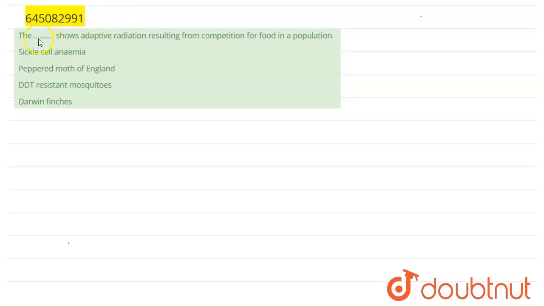Hello students, this is a fill in the blanks question. The question given is, the blank shows adaptive radiation resulting from competition for food in a population.